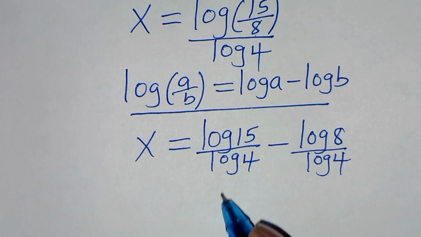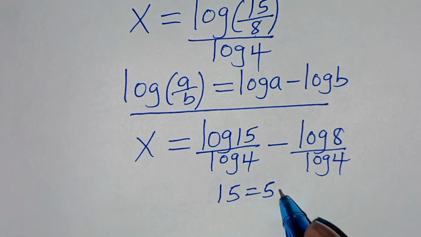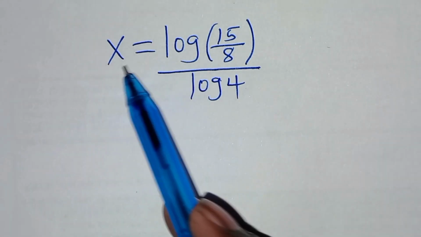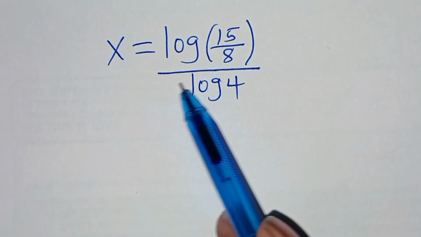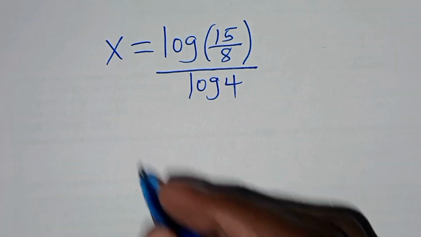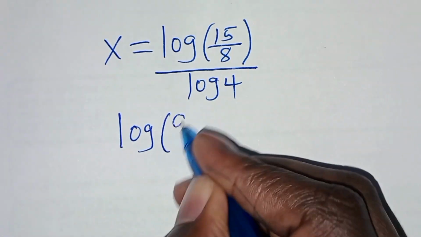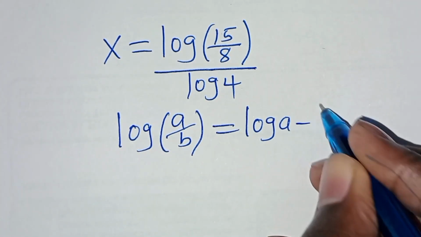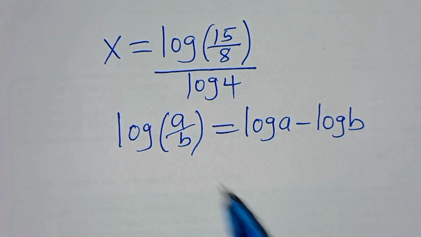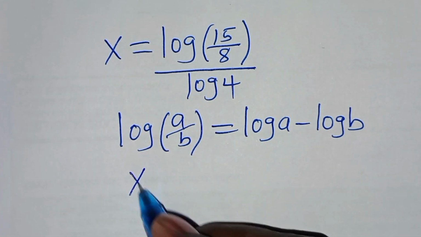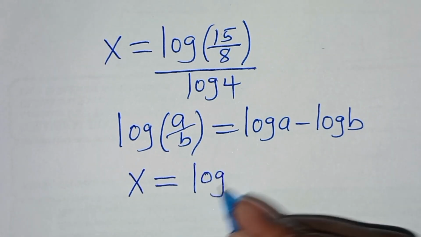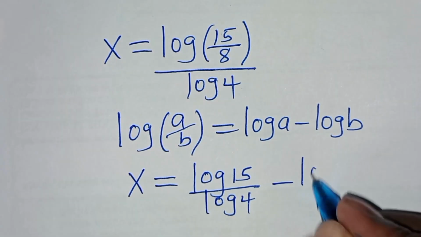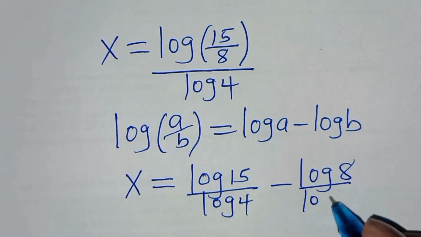So we can express 15 as 5 times 3. And we have x is equal to log 15 over 8 divided by log 4. So log 15 over 8 is in the form of log a over b, which we can express as log a subtract log b. Applying this logarithm property, then we can express x equal to log 15 divided by log 4, then subtract log 8 divided by log 4.